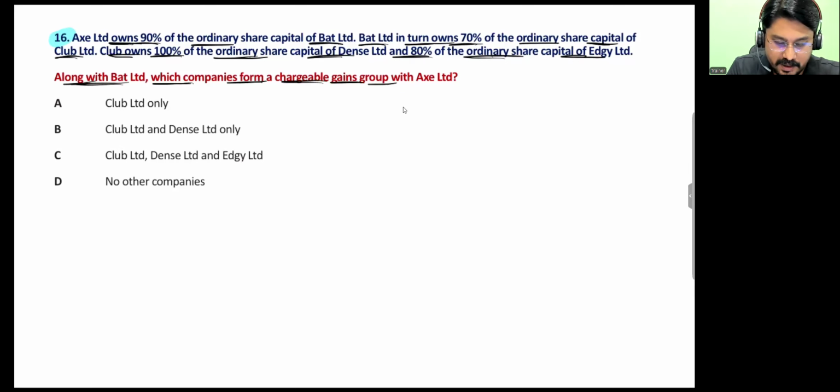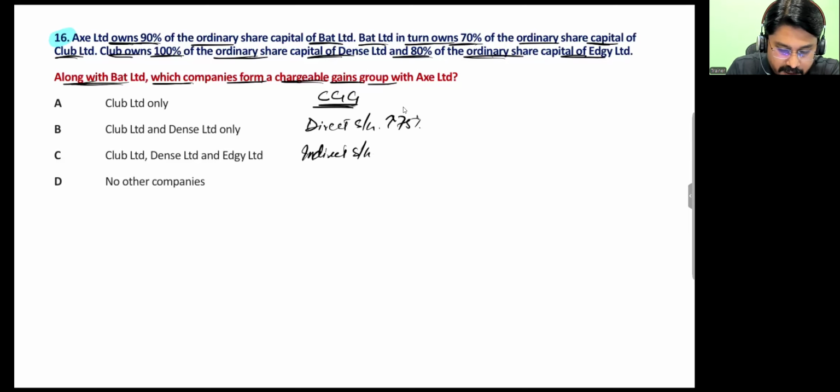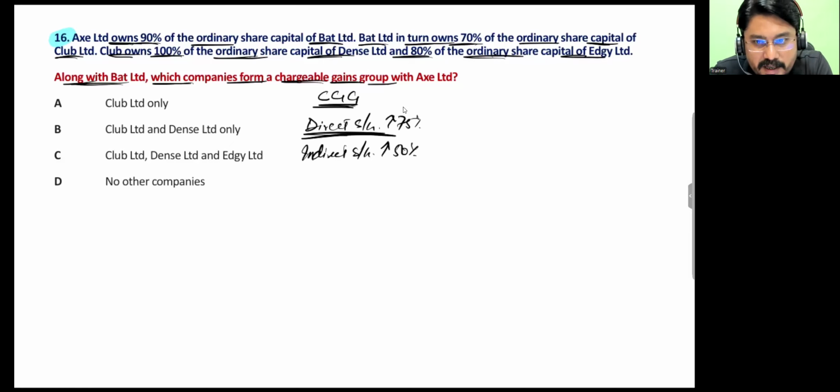We have studied about the capital gain group. Those companies can be part of a capital gain group wherein the direct shareholding is more than 75% and indirect shareholding is more than 50%. But first we need to check whether the direct shareholding condition is met. If this is met, then we will further move on to check the indirect shareholding condition.